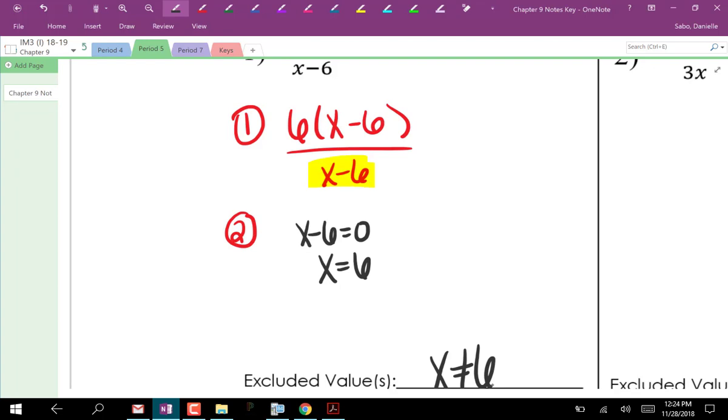I'm going to ask you this question because this is where I saw the most people were incorrect on their homework when I walked around. Is this 6 a hole or an asymptote?